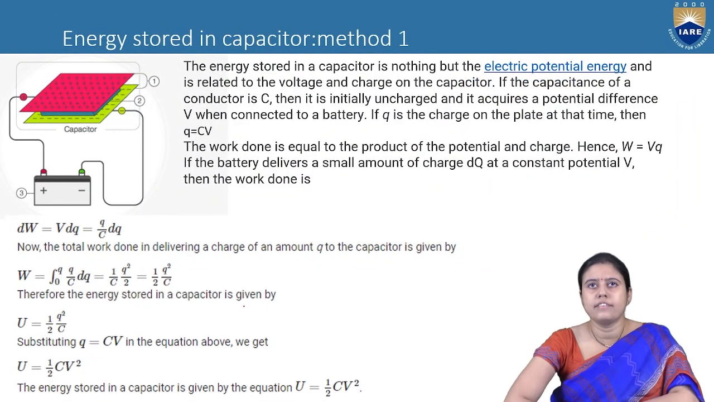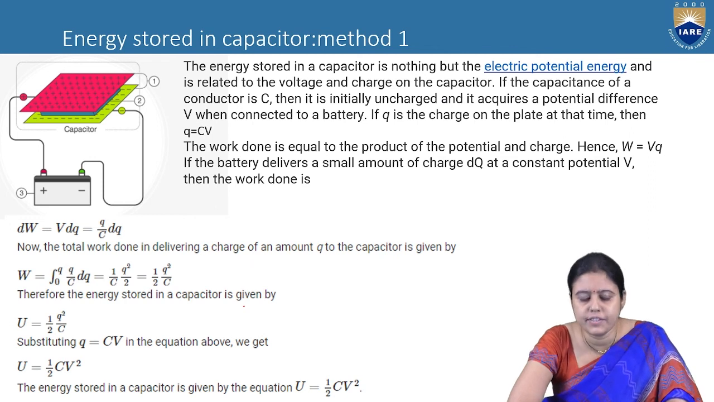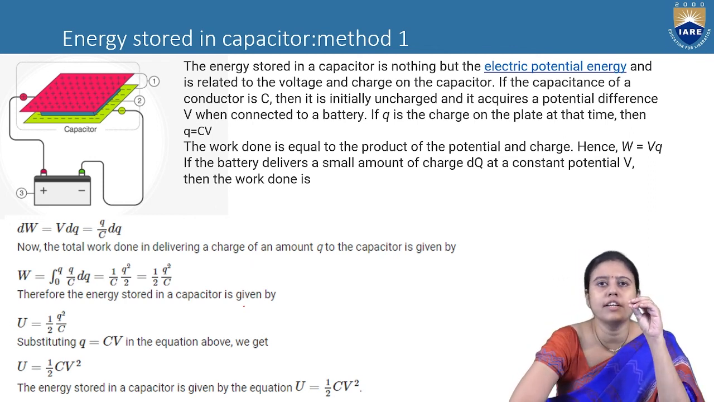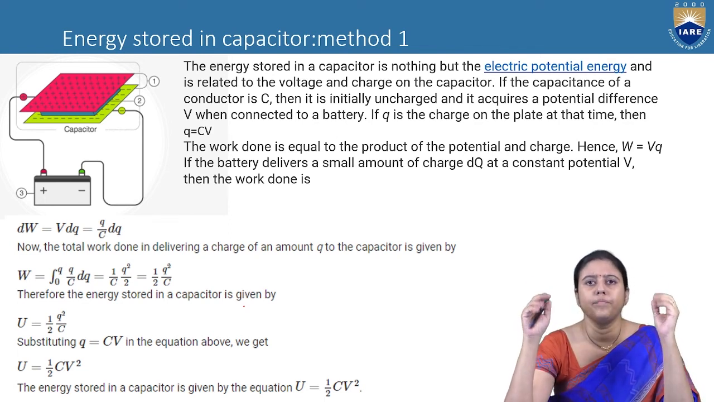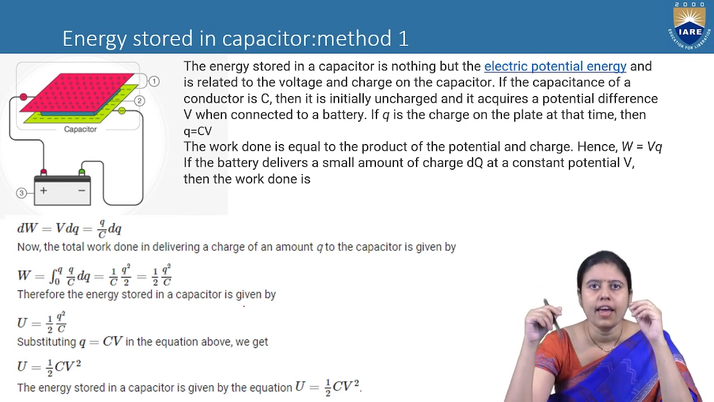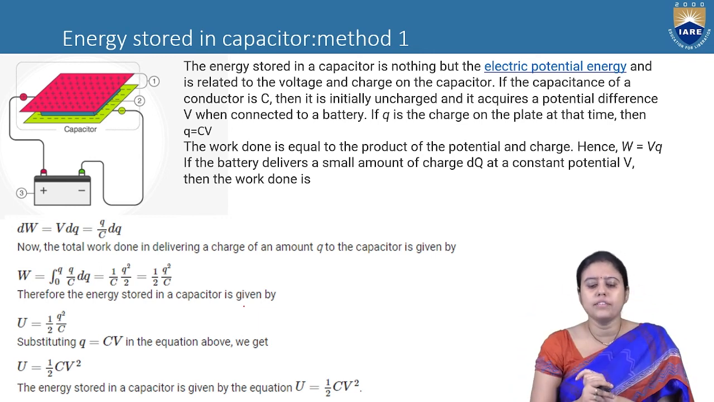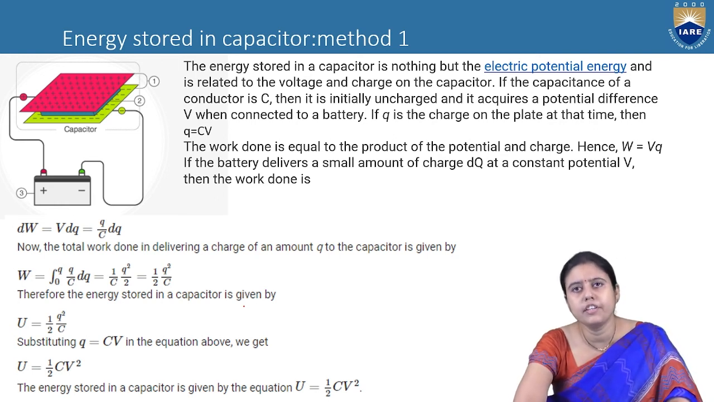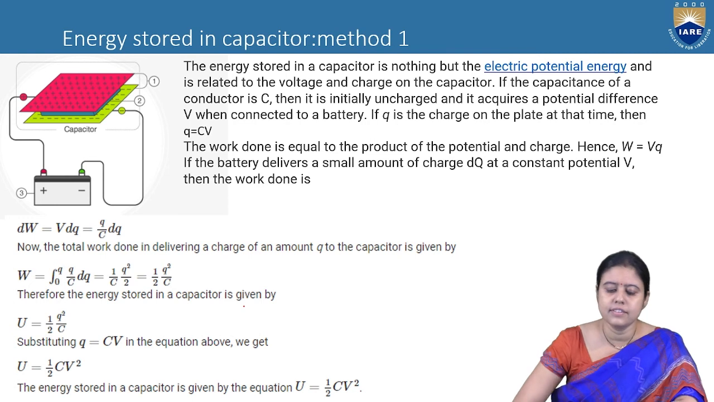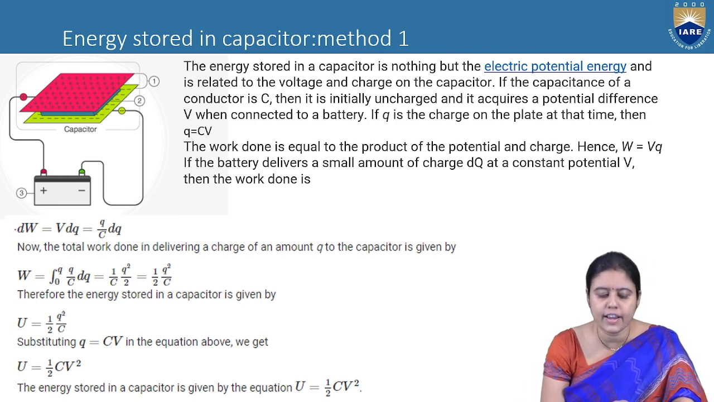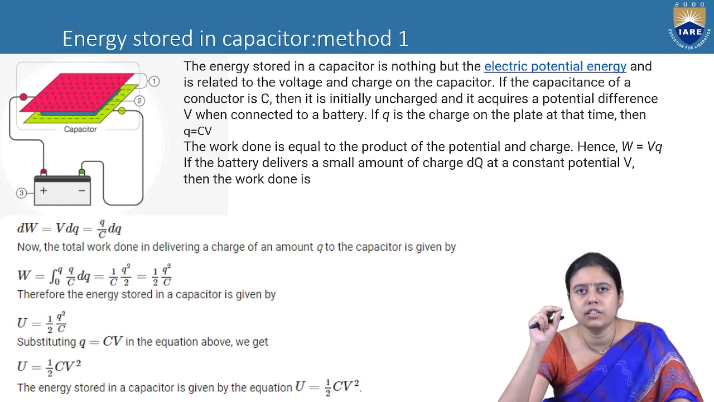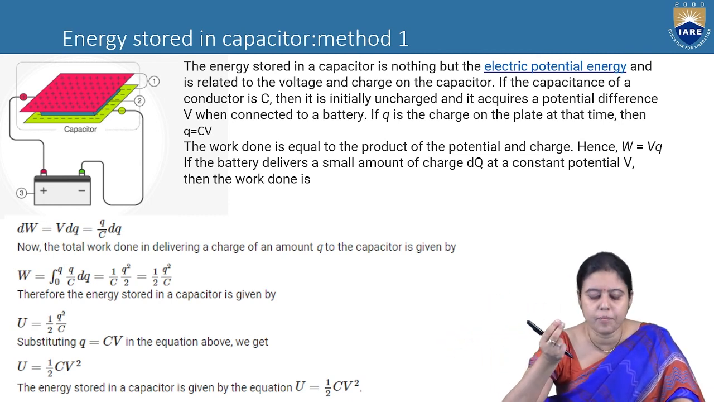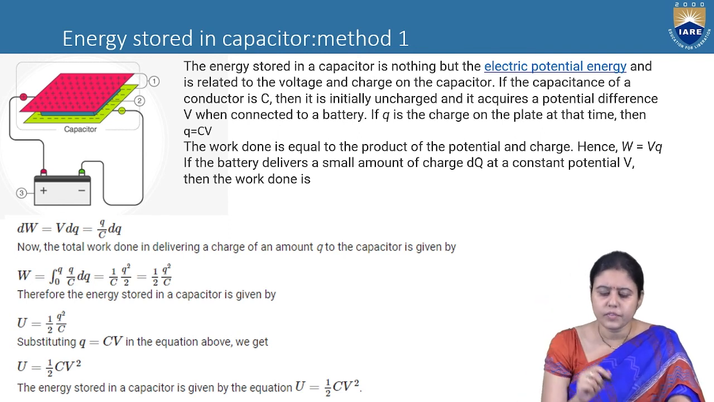Now we came to the last part: energy stored in the capacitor. As there is some voltage and charge stored in the parallel plates, there should be some energy. When plates are connected with the source, there should be some energy, and we know that energy is nothing but the work done. According to the definition, to bring one charge from one point to another point, we need to do some work done.